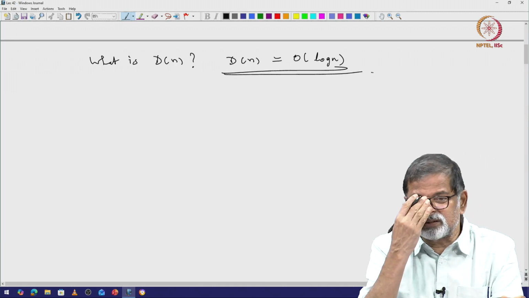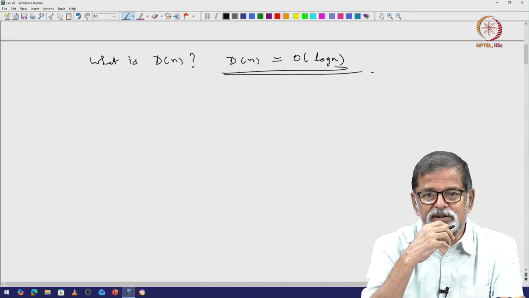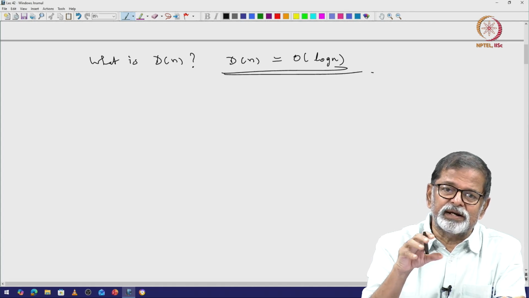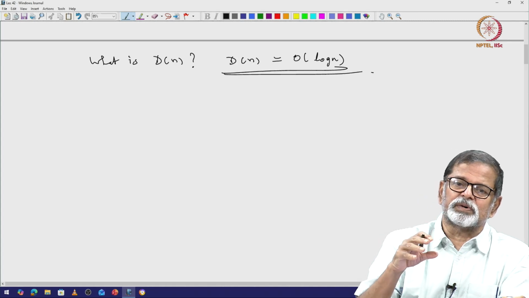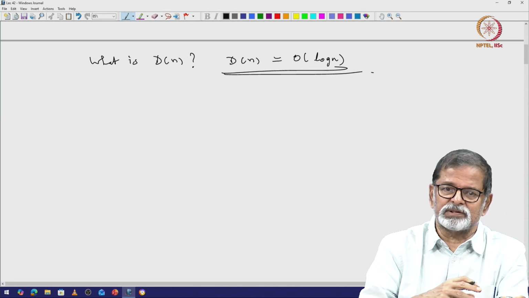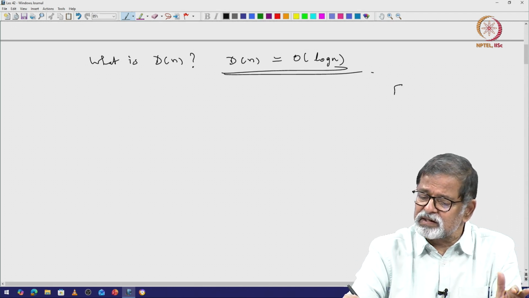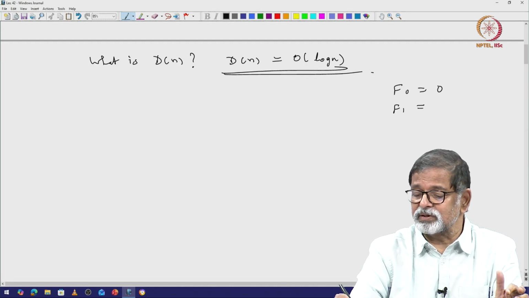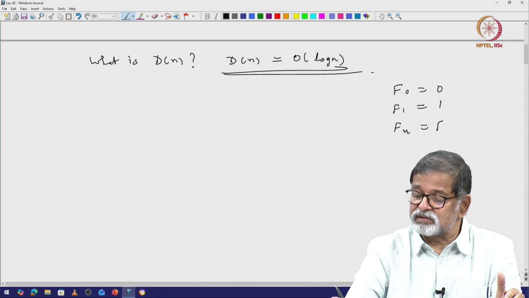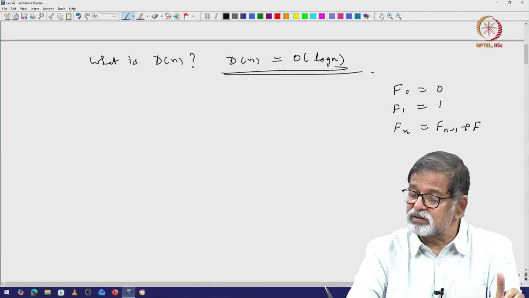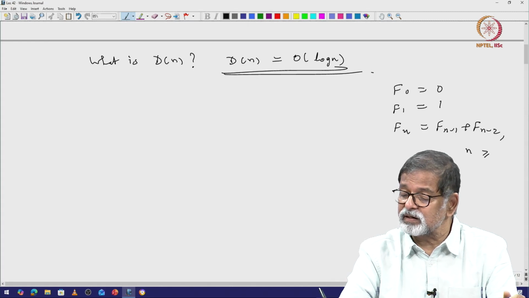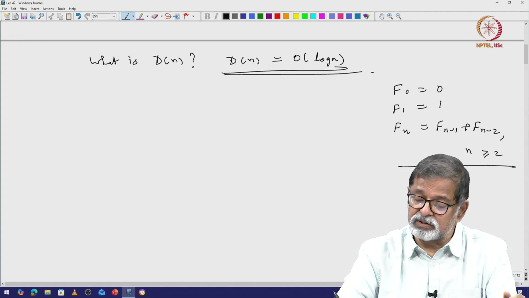We are going to show this. So in order to prove this, we need a technical lemma and some properties of Fibonacci numbers. What are the Fibonacci numbers? F0 is 0, F1 is 1, and Fn is Fn minus 1 plus Fn minus 2 for n greater than or equal to 2.